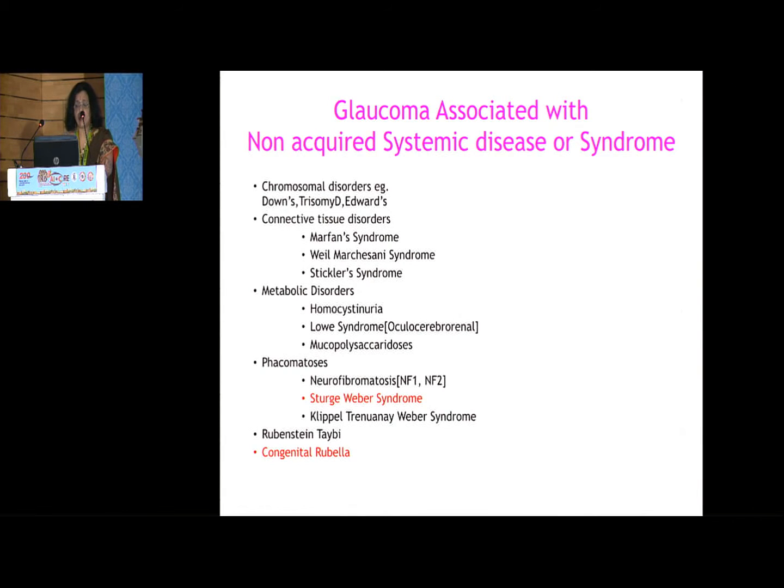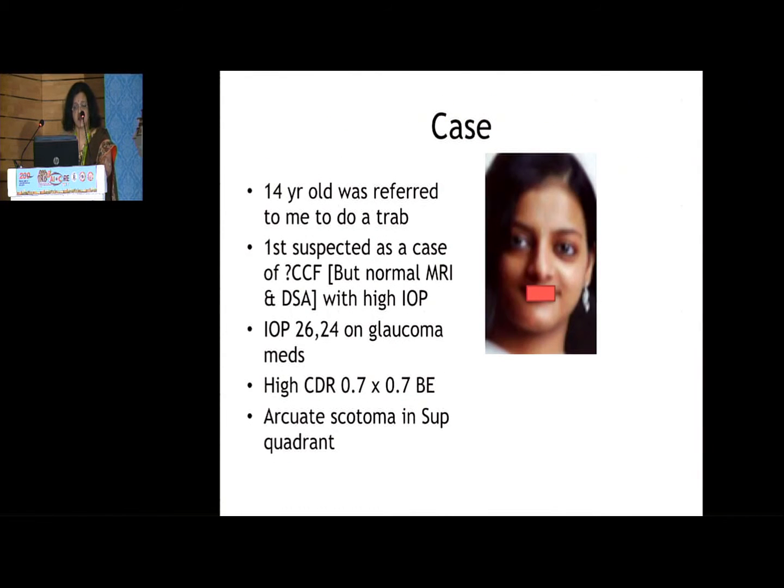So when we come to glaucoma associated with non-acquired systemic diseases or syndromes, apart from congenital, the chromosomal disorders, connective tissue disorders, metabolic disorders, phacomatosis, congenital rubella continues to be a very important cause in our situation.